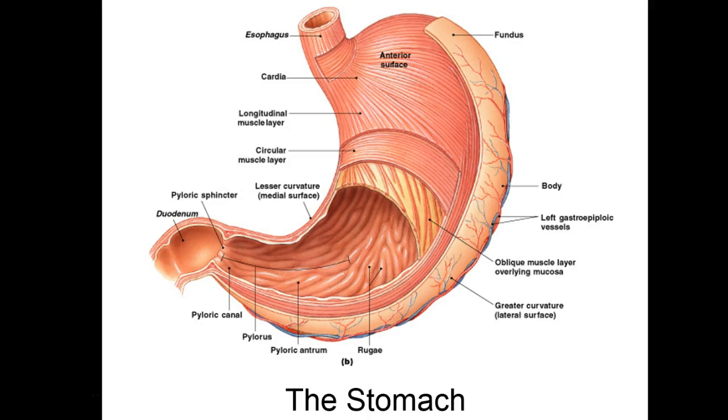You have your lesser curvature, the smaller curve on the left, and your greater curvature, the larger one on the right. The lesser is where you're going to have the lesser omentum attached. The larger has the greater omentum attached. You have a muscular sphincter at the fundus area. That's why they sometimes call it the cardiac esophageal sphincter, because that's the cardia area of the stomach. And then you have an even greater sphincter, the pyloric sphincter, going from the stomach to the duodenal ampulla.